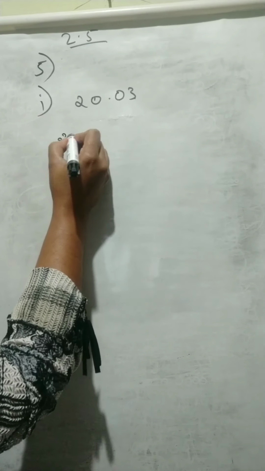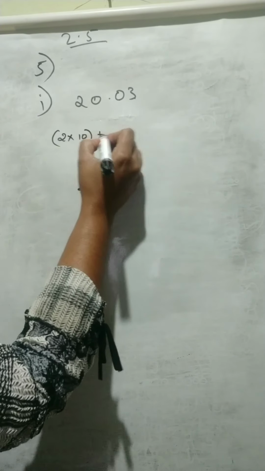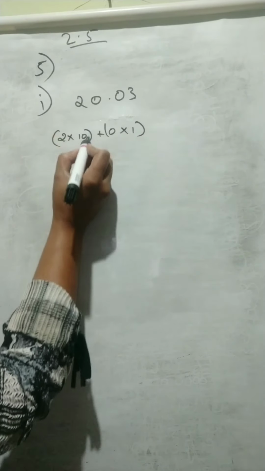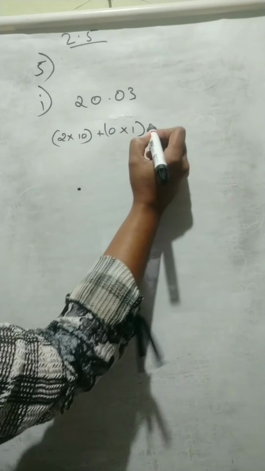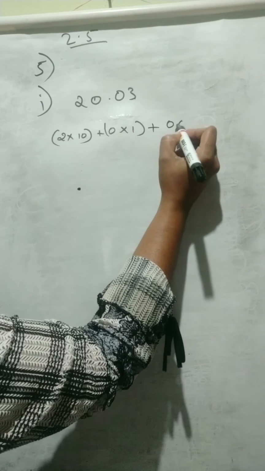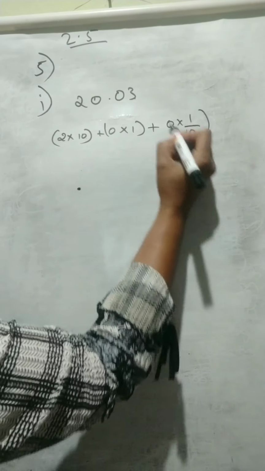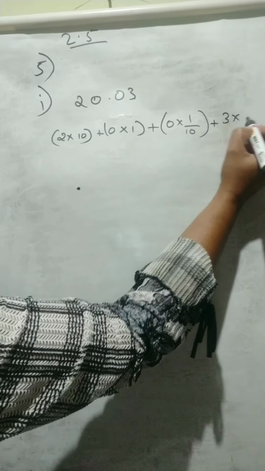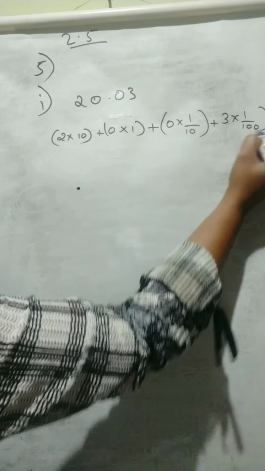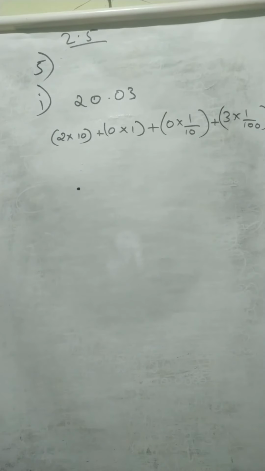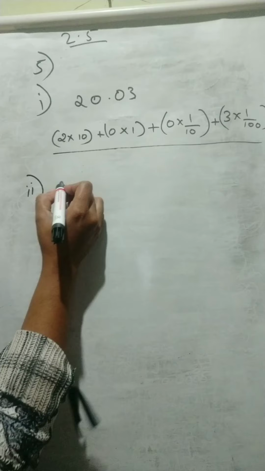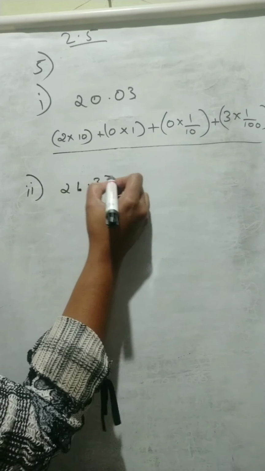So we can write 2 times 10 plus 0 times 1. Ones place 1. Tens place 10. Multiply by 10. Then plus 0 times 1 on 10. Tens. Okay. Plus 3 times 1 on 100. Clear? So this is the expanded form. Then the second question is 21.37.